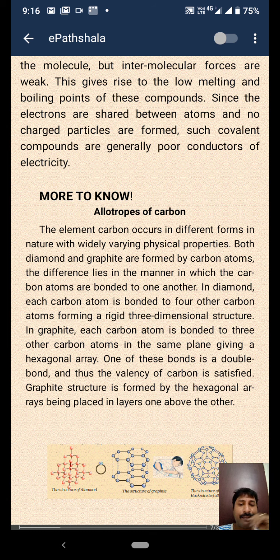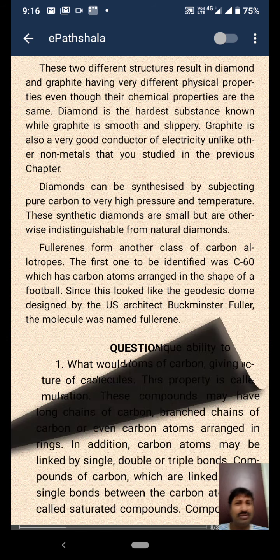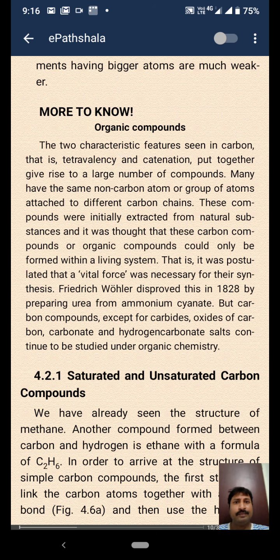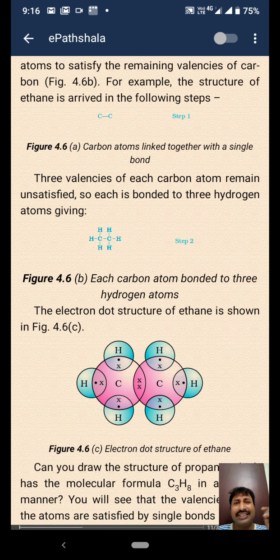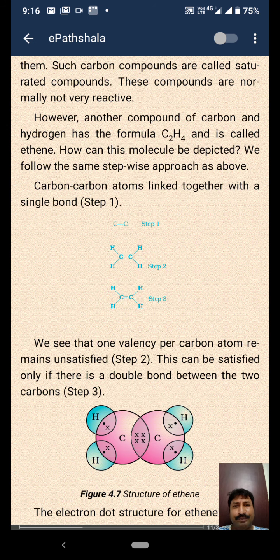The allotropes of carbon are diamond, graphite and Buckminster fullerenes, C60. Sometimes they will ask these questions. What is a hydrocarbon? When carbon and hydrogen combine together, we call it a hydrocarbon. There are saturated and unsaturated hydrocarbons. Saturated hydrocarbons are bonded with single bonds. A C-C single bond is called saturated, and a C=C double bond is called unsaturated.